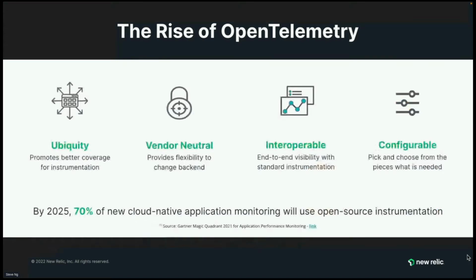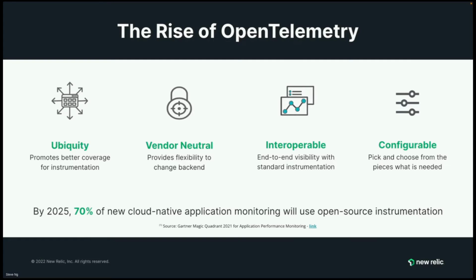There are four key value propositions that you always see when people talk about the rise of OpenTelemetry. First is better coverage, especially if you are using some of the more cloud native frameworks like Golang or Node.js or some of the more modern programming languages. OpenTelemetry promises better coverage because those frameworks come with instrumentation. The second one is vendor neutral, where you have the ability to change backend whenever you want. It could be AWS, it could be GCP, doesn't matter. You have a lot of flexibility in changing your backend.